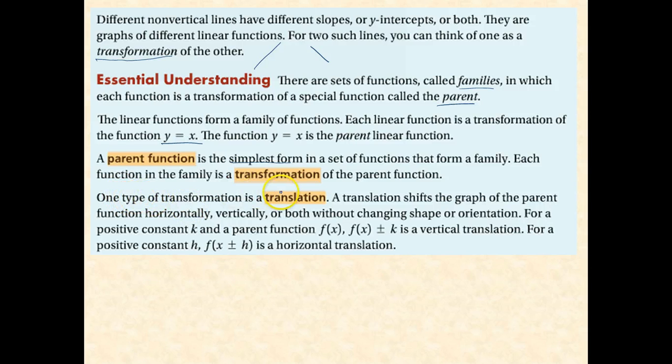One type of transformation is a translation, which slides the graph to the side or up, or to the side and up, which might look diagonal. So a translation shifts the graph of the parent function horizontally, vertically, or both without changing the shape or orientation. For a positive constant k and a parent function f of x, f of x plus or minus k is a vertical translation. For a positive constant h, f of x plus or minus h is a horizontal translation.